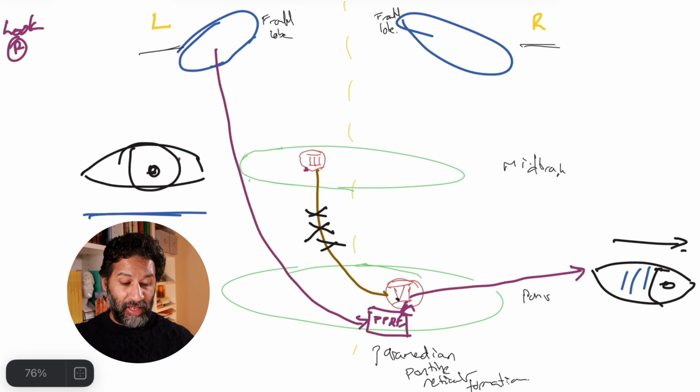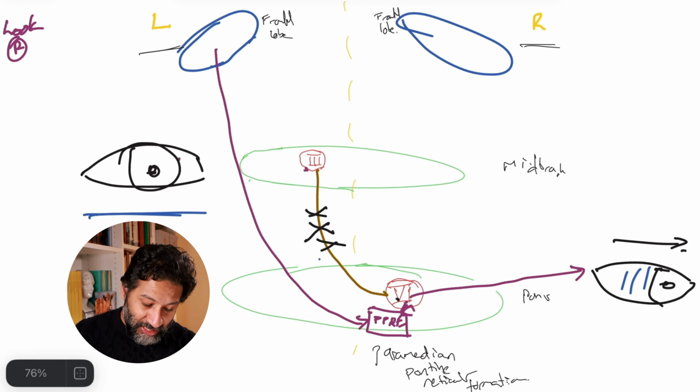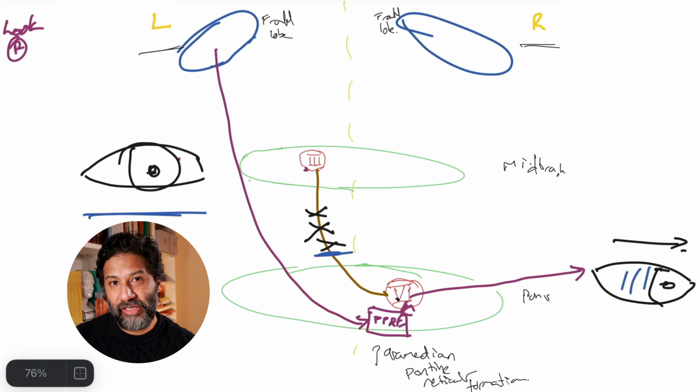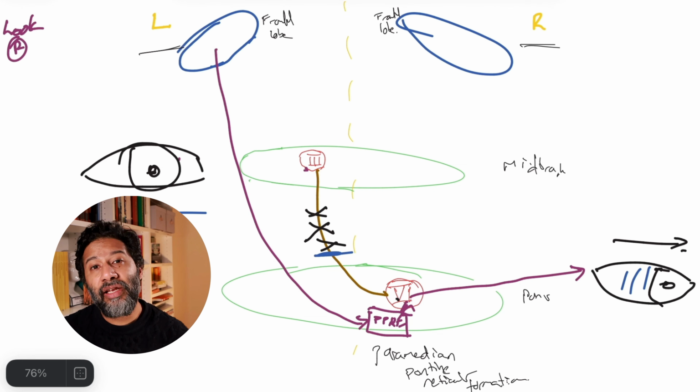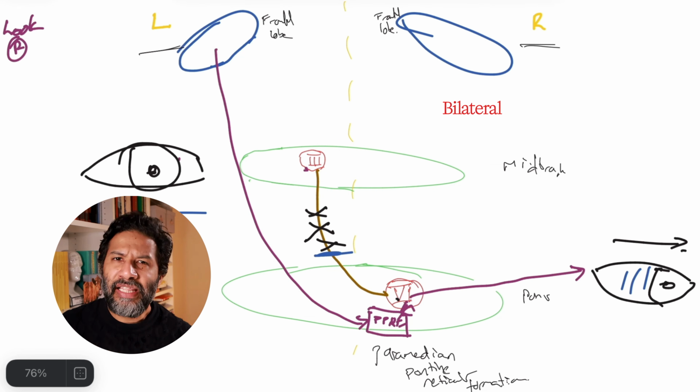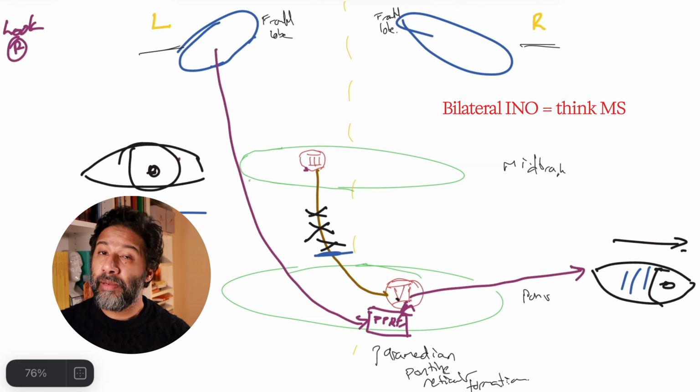If I get them to look right and the left eye doesn't move, then it's a left INO, and the lesion is in the left medial longitudinal fasciculus. Easy. Now, if I was to get a lesion on the other MLF on the other side, then I would have bilateral INOs. And you see that in certain conditions like multiple sclerosis.